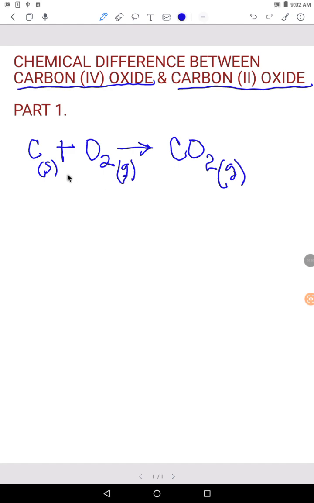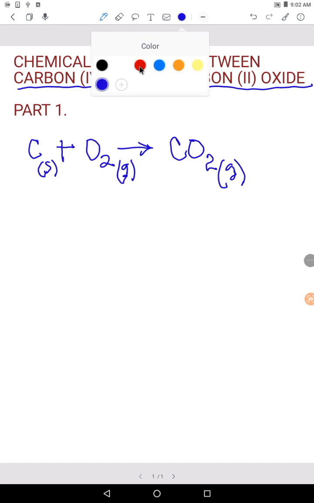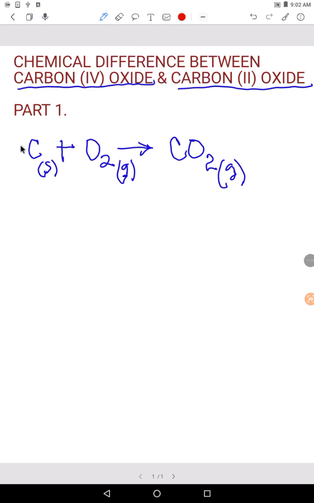From the equation, we discover that the ratio of carbon to oxygen is 1 mole to 1 mole. So 1 mole of carbon reacts with 1 mole of oxygen to yield 1 mole of carbon 4 oxide. So in a nutshell, carbon 4 oxide is formed when there is enough oxygen to bond the carbon in a ratio 1:1.